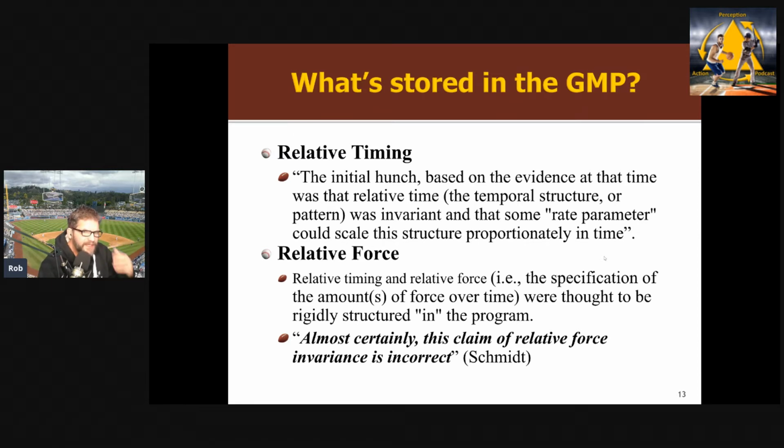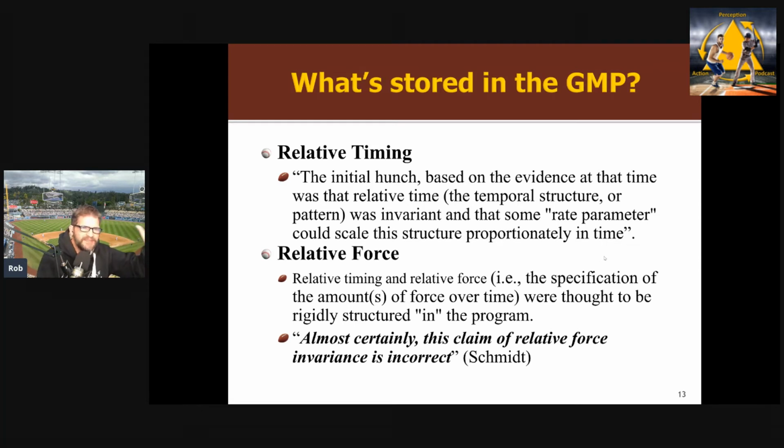But Schmidt's idea was that what's stored in a motor program was two things originally: relative timing and relative force. Okay. Although later on, as you can see at the bottom, he kind of moved away from the relative force idea, and I'll talk about why at the end, right? The basic problem is relative force would not work very well because of gravity and other factors. So the main thing that's been studied in terms of the GMP is relative timing. The initial hunch based on the evidence at the time was that the relative time, the temporal structure, was invariant, and that some rate parameter could scale the structure appropriately, right?